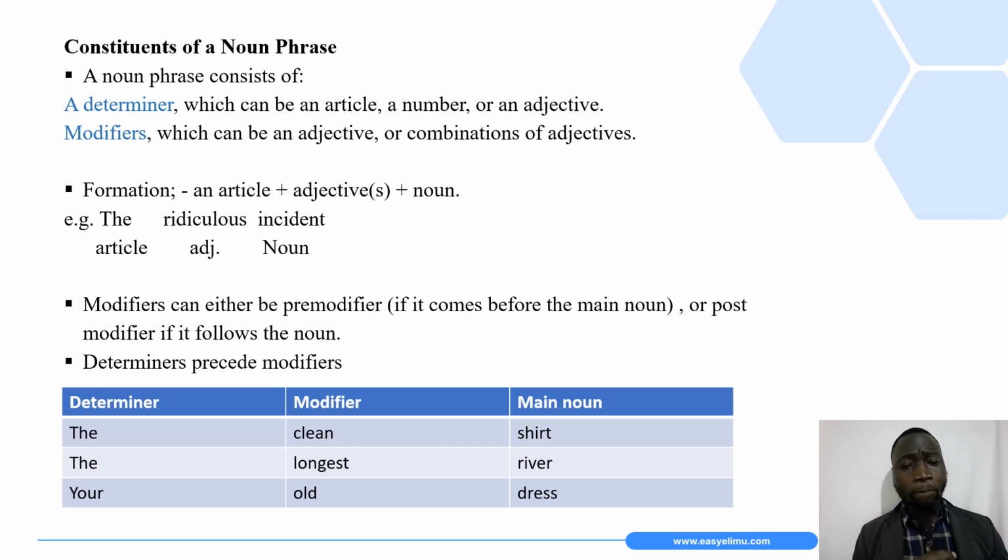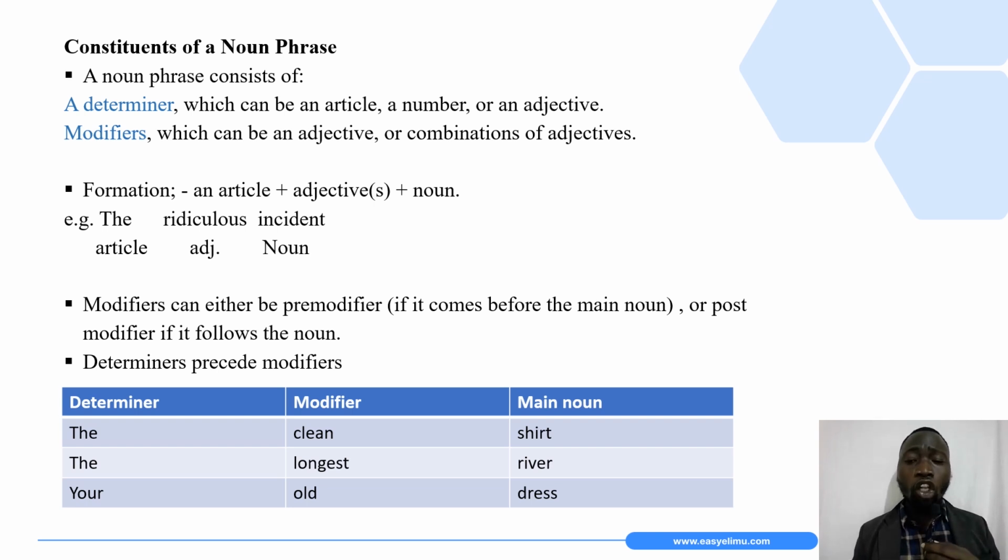Another thing, dear students, that is another important detail worth noting is that modifiers can either be pre-modifier, that is if it comes before the main noun, or post modifier. So we call them post modifier if they follow the noun.